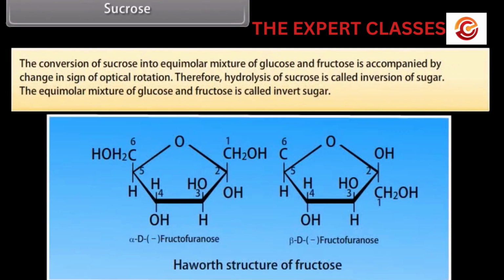The conversion of sucrose into an equimolar mixture of glucose and fructose is accompanied by a change in sign of optical rotation. Therefore, hydrolysis of sucrose is called inversion of sugar. The equimolar mixture of glucose and fructose is called invert sugar.